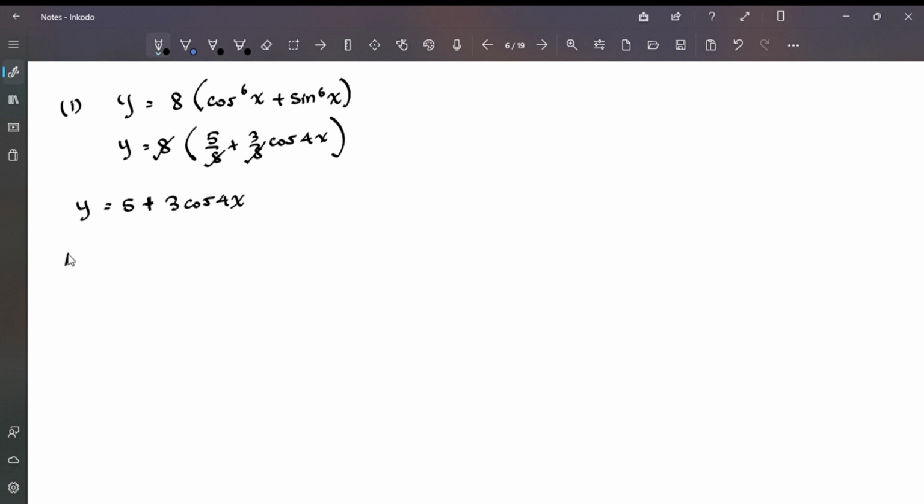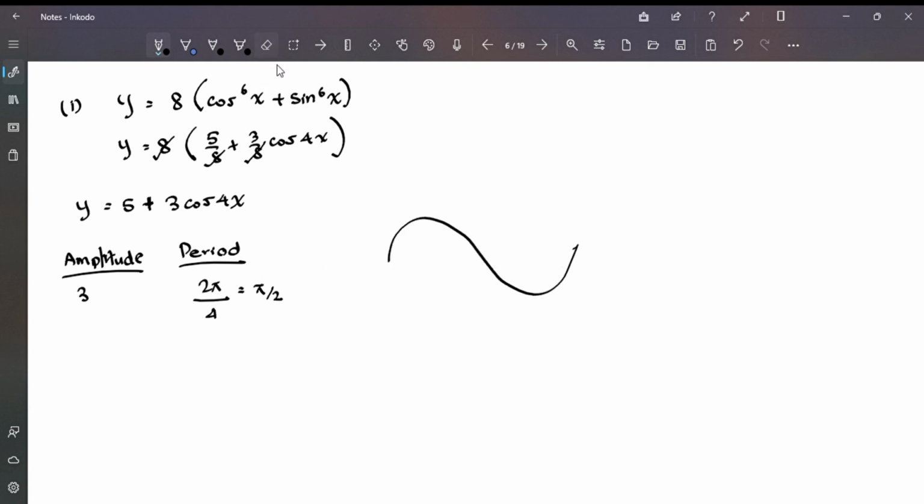Now to sketch this graph, you need a few details. First of all, amplitude. Amplitude means how tall the graph is. Amplitude is going to be 3, this number here. After that, period. Period means how big is it, one wave. How to do this? Period, that is going to be 2 pi divided by this number in front of the x, that is 4. It's going to be pi over 2, which means one wavelength is going to be the distance of pi over 2.